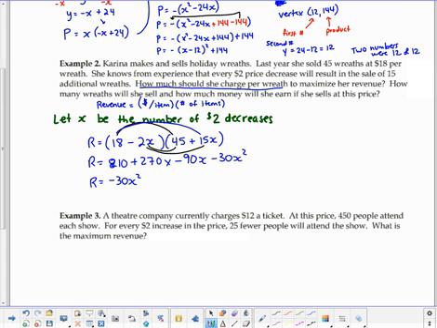Collect our like terms, which makes 210. No, it doesn't. Sorry. 180, right? x, we subtract 90. And plus 810. So now we want to complete our square.